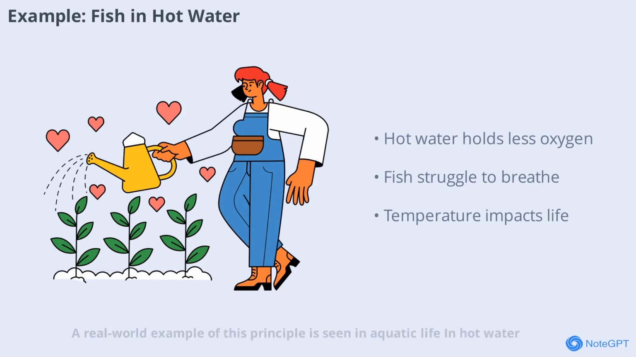A real-world example of this principle is seen in aquatic life. In hot water, there's less dissolved oxygen, making it harder for fish to breathe. That's why fish often struggle or even die in overheated ponds or lakes. This example highlights the importance of temperature in maintaining healthy environments for aquatic organisms.